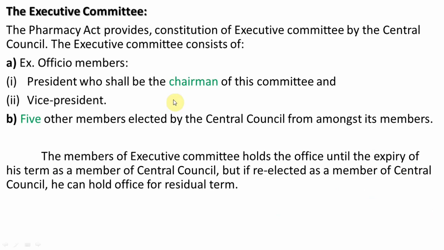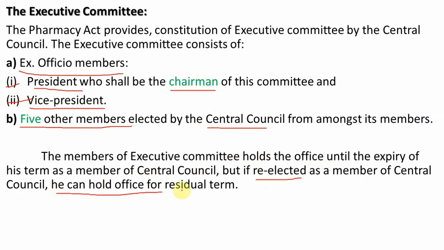Next, the Executive Committee. The Pharmacy Act provides for the constitution of an Executive Committee by the Central Council. The Executive Committee consists of, first, ex officio members. The first one is the President, who shall be the chairman, and second, the Vice President. These are the two ex officio members. Then, 5 other members elected by the Central Council. The members of the Executive Committee hold office until the expiry of their terms as members of the Central Council. But if re-elected as a member of the Central Council, he can hold office for the residual term.